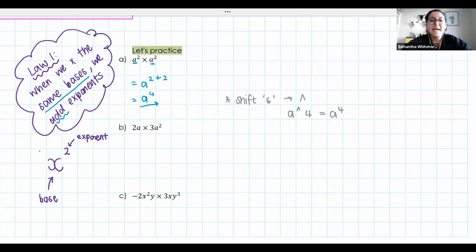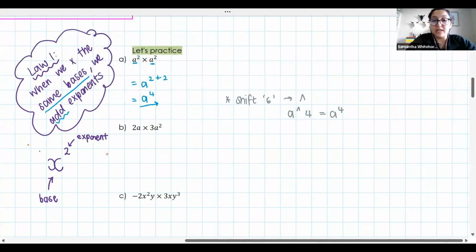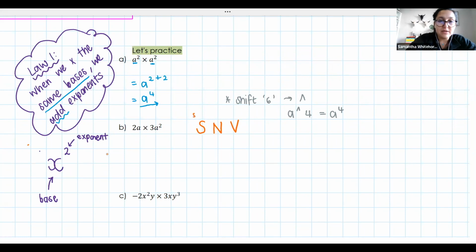But anyways, if we have a look at question B, we can see we've got some coefficients here. What we need to be careful of in question B is that the numbers in front need to be dealt with as well. To deal with those numbers, we can use SNV. Remember SNV: signs, numbers, and variables. If you do your multiplication or division in that order, you will get it right. When I'm talking about numbers, I'm talking about the coefficients, the numbers in front of your variables.